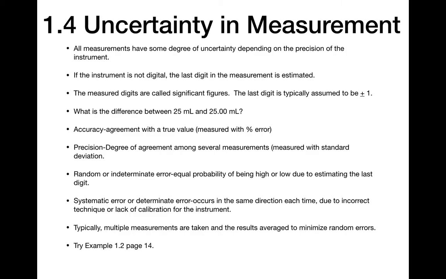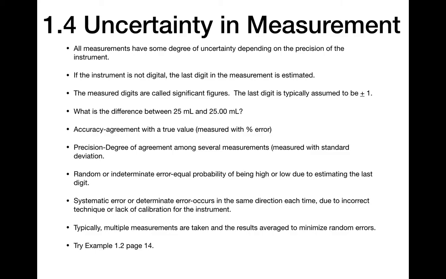So we have two kinds of error that can occur. One is called random or indeterminate error. That's actually just due to the precision of the instrument. Random error is just as likely to be high or low. That's why we estimate that last digit to be plus or minus 1. Random or indeterminate error just comes from the fact that measurements can't be made perfectly.